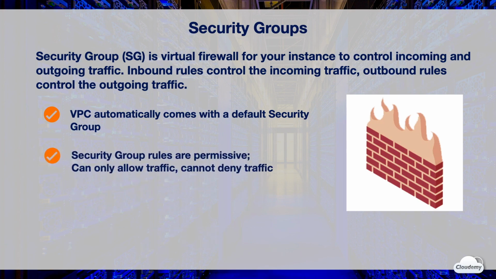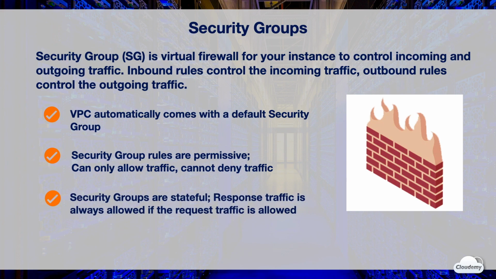Security group rules are permissive. You can only allow traffic, but not explicitly deny traffic. To deny specific traffic, you need to use Network Access Control List. When AWS creates the default VPC, a default network ACL is also created to allow all traffic.